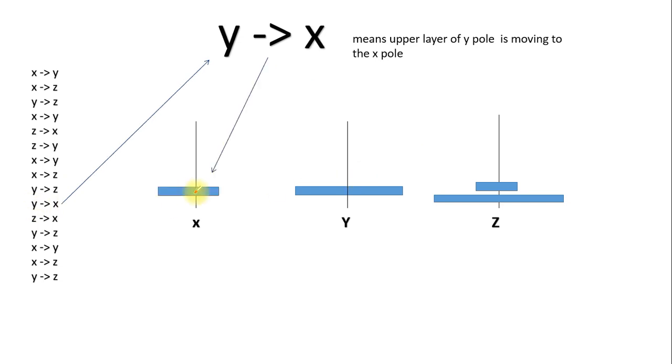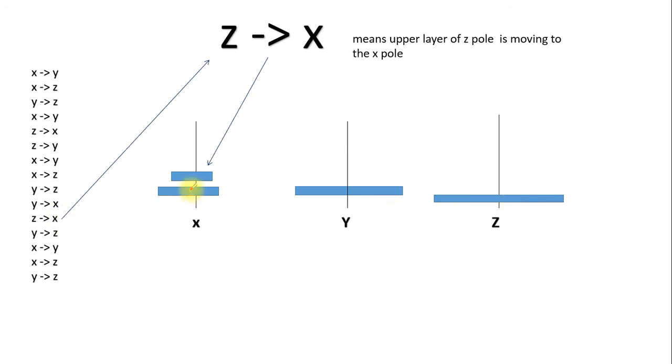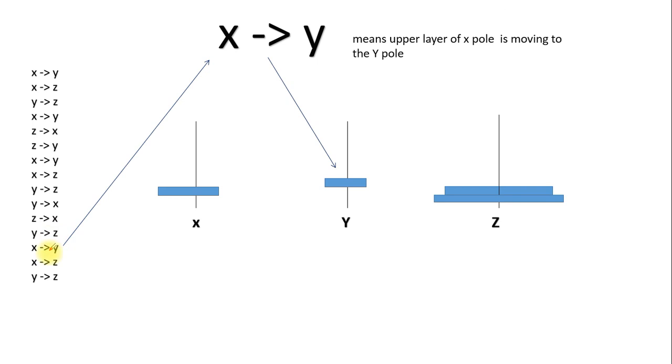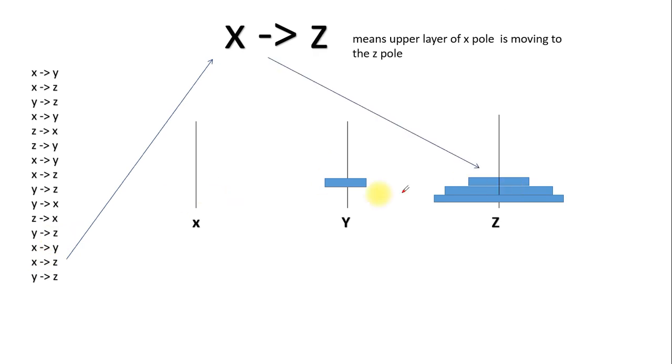y to x, z to x, y to z, this one will be here. Then we have x to y, this one here. X to z, this one here. And this one y to z, that means this one here. So in this way we move all of the bars from the x pole to the z pole.